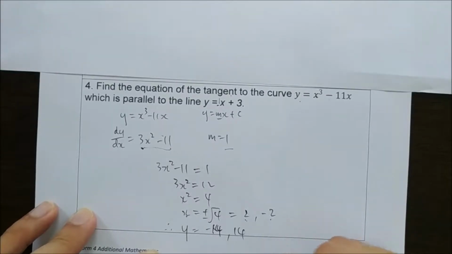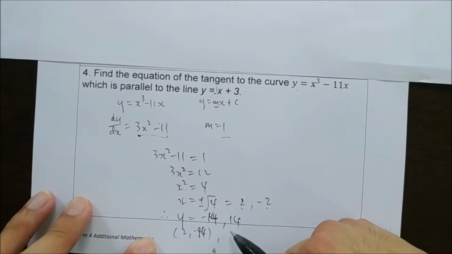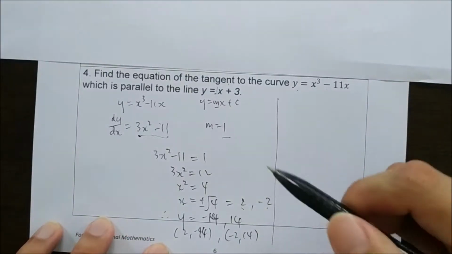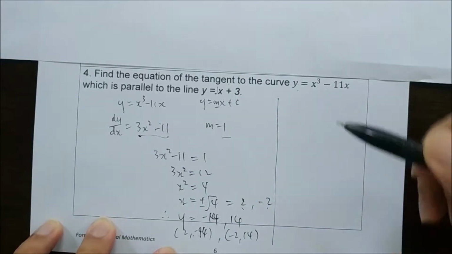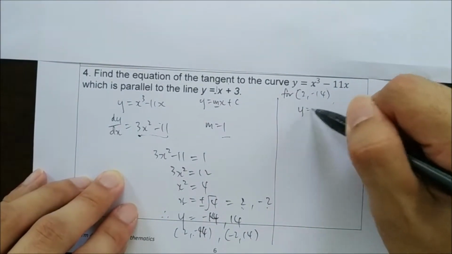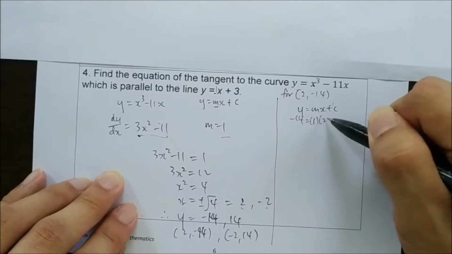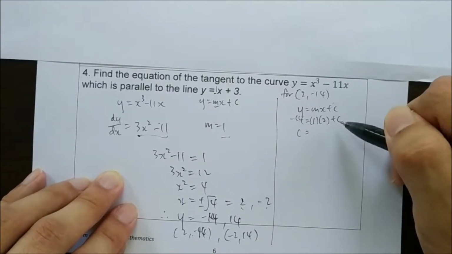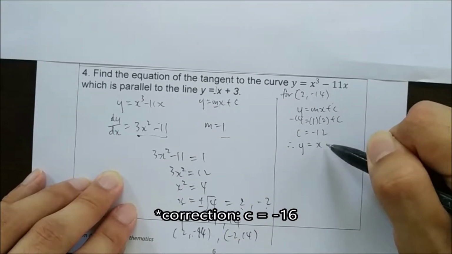So there are 2 points. One is (2, negative 14). The other point is (negative 2, 14). To find the equation of the tangent, we need to use these 2 points to find the equation. y equals x minus 12.